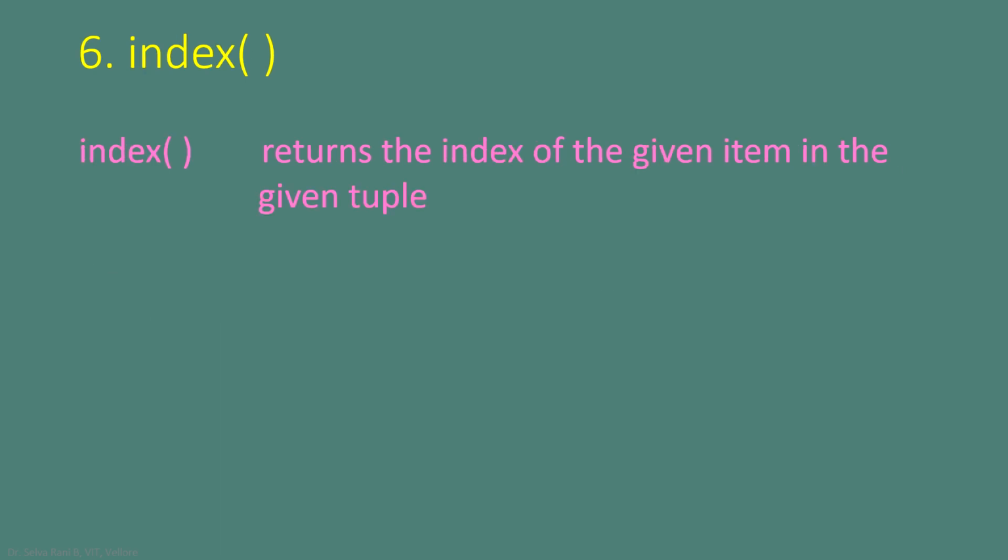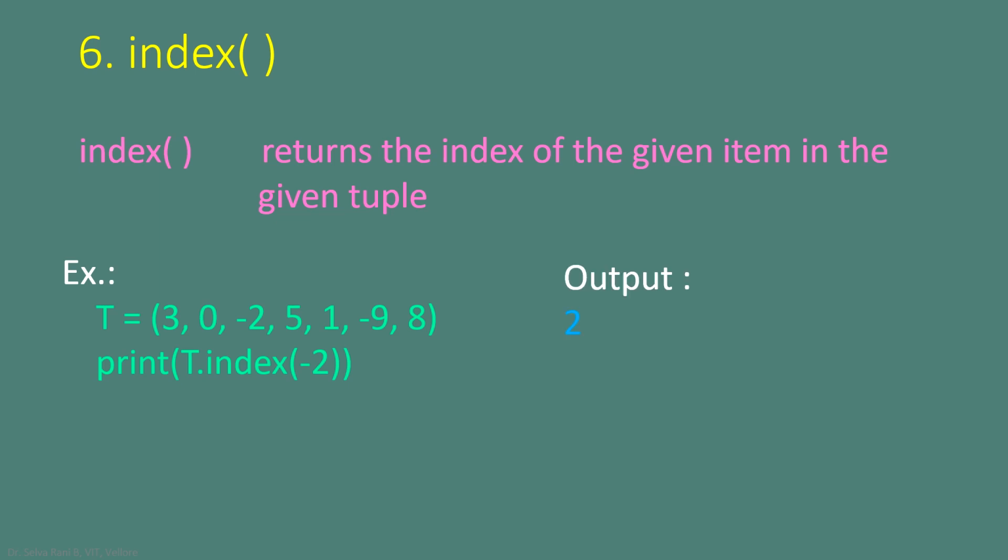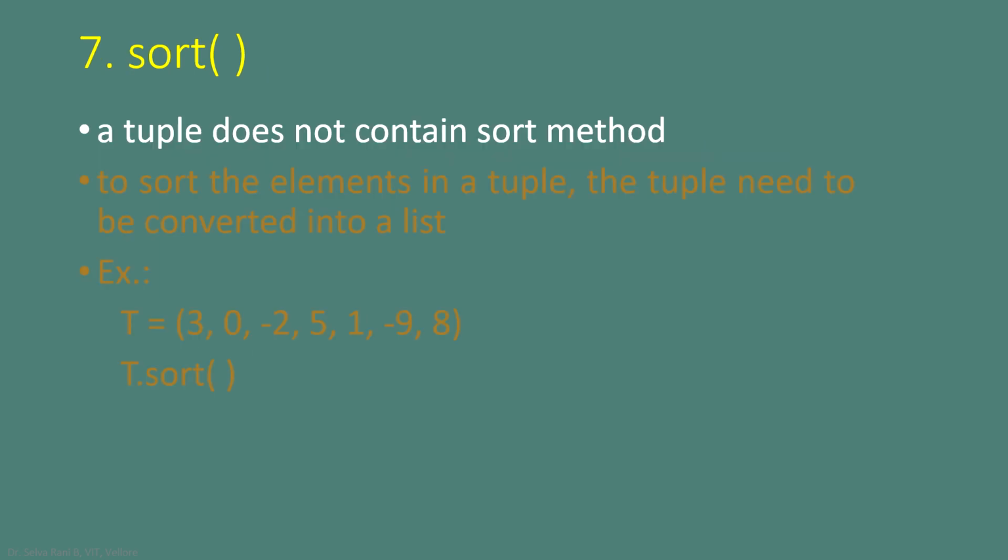Next method is index. Index method returns the index of the given item in the given tuple. Let T be the same tuple, and if we try to display T dot index of -2, this will display the value 2. 2 is the index of -2 in the given tuple.